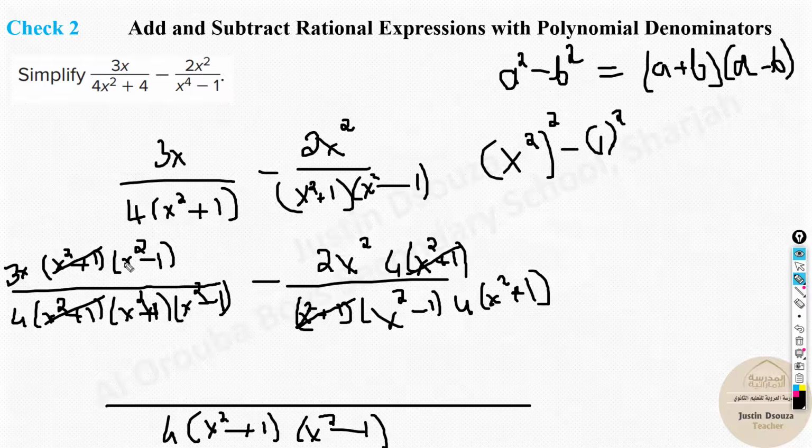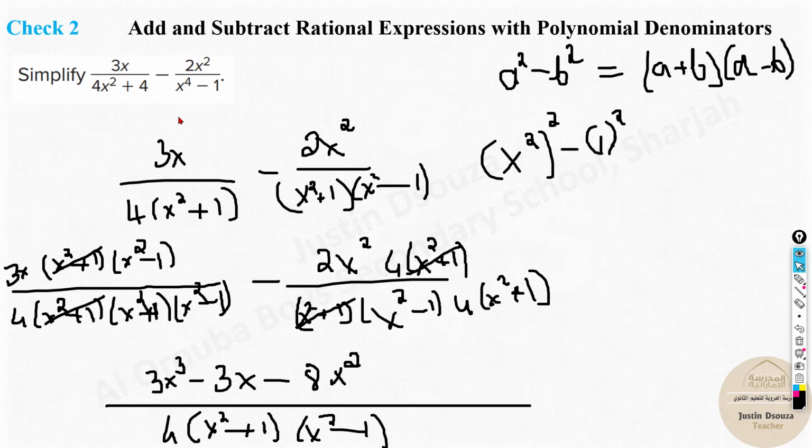I'll multiply it inside. It will be 3x multiplied by x squared, that will be 3x cubed, minus 3x. Same thing, minus this entire thing is gone. It will be just minus 8x squared. Okay, now this is it. I can't simplify further. This is the answer because there are no common terms or anything.